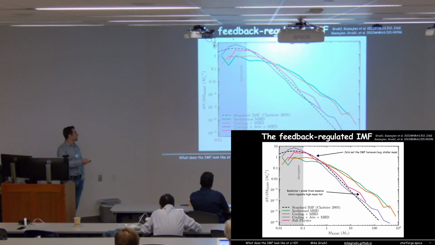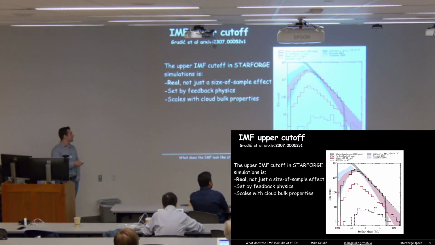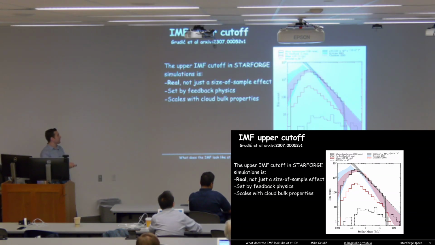And I wondered what the deal was with this top end of the IMF, the most massive star we see in these clusters. Is this a size of sample effect just from sampling a power law, or is it a real cutoff? So I actually ran 100 of these things, and I stacked their IMF, and I found that, yes, there is an actual cutoff. You don't just sample further up the power law if you run more of these.